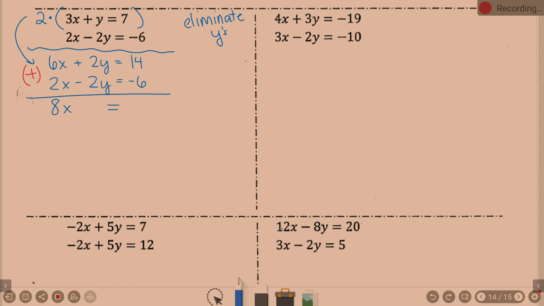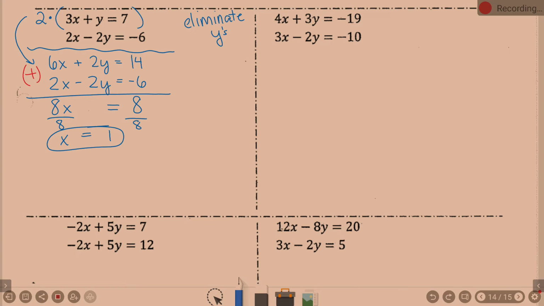If it's 14 plus negative 6, you basically need to subtract them. So it's 14, 13, 9, 8. There we go. So you divide from there. If it's 8x equals 8, we're going to divide by 8. And that comes as 1. So x equals 1 right there. That was easy. But you're not done.